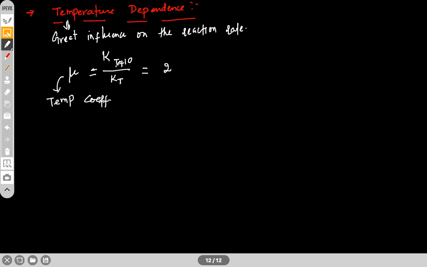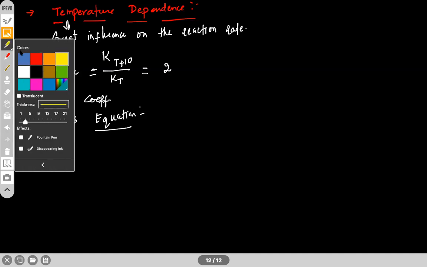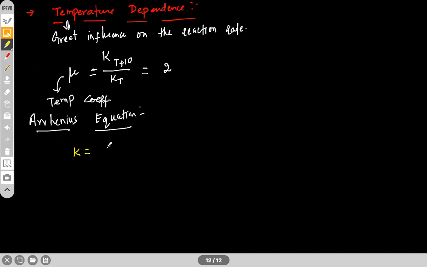Now the relation of K, the rate constant, and temperature is given by the Arrhenius equation. So what is the Arrhenius equation? It is given by K equals A e to the power minus EA by RT. This is the Arrhenius equation.